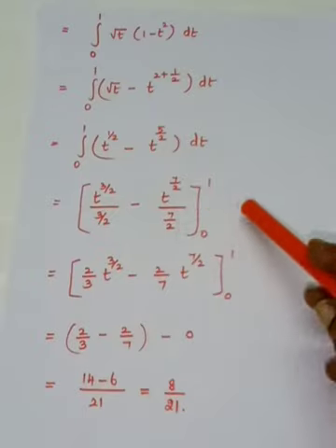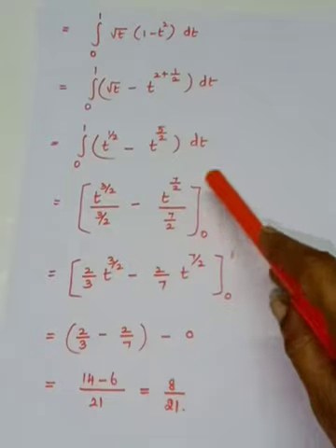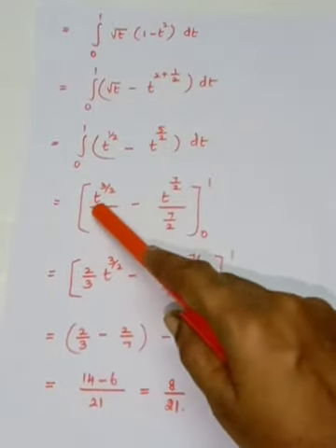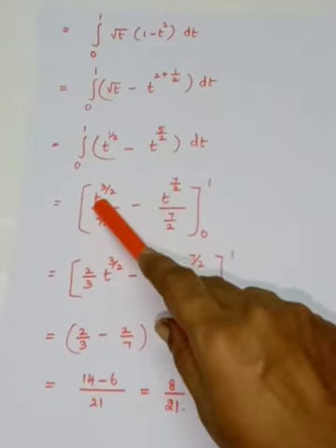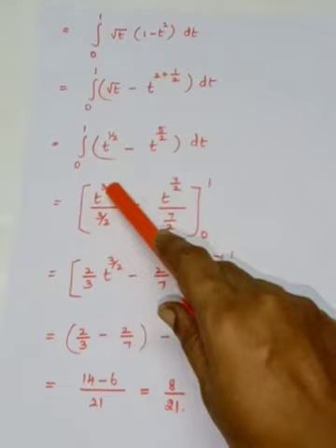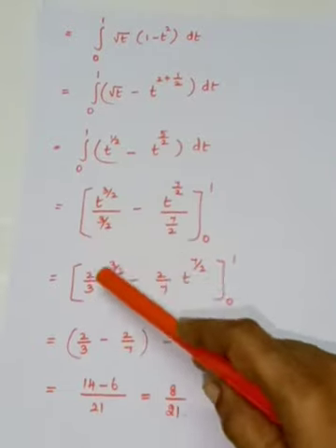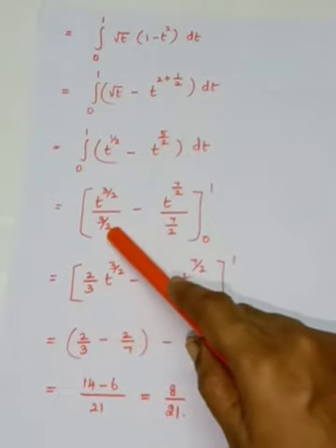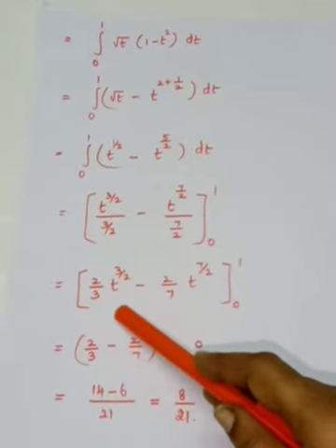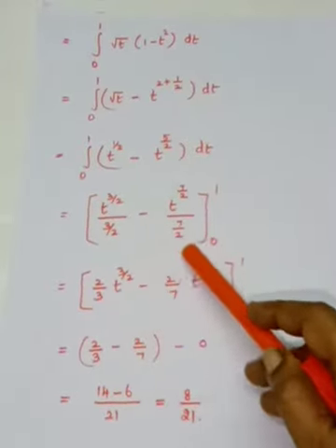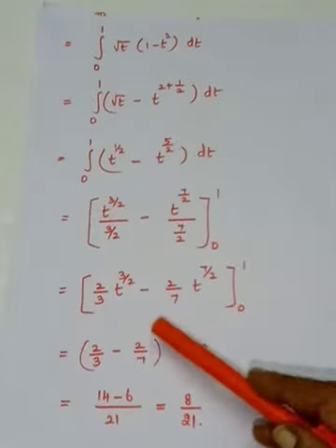Next step, you have to apply the limit. While applying the limit, first you apply the upper limit. What is the variable here? T is the variable, so wherever you are having t, you have to substitute the upper limit. Before that, the denominator 3 by 2 changes to 2 by 3, because 2 is in the denominator of the denominator, it will go to the numerator. So it is 2 by 3 t power 3 by 2, and this can be written as 2 by 7 into t power 7 by 2. And you are going to apply the limit.